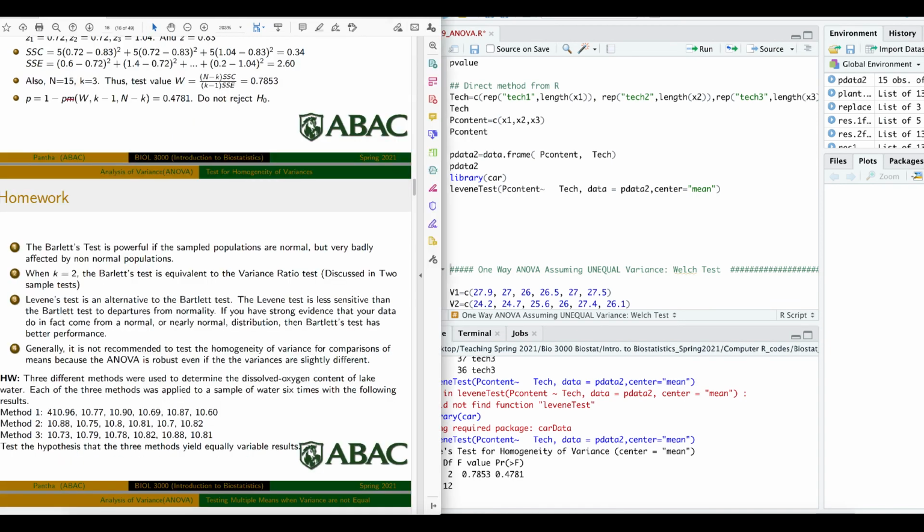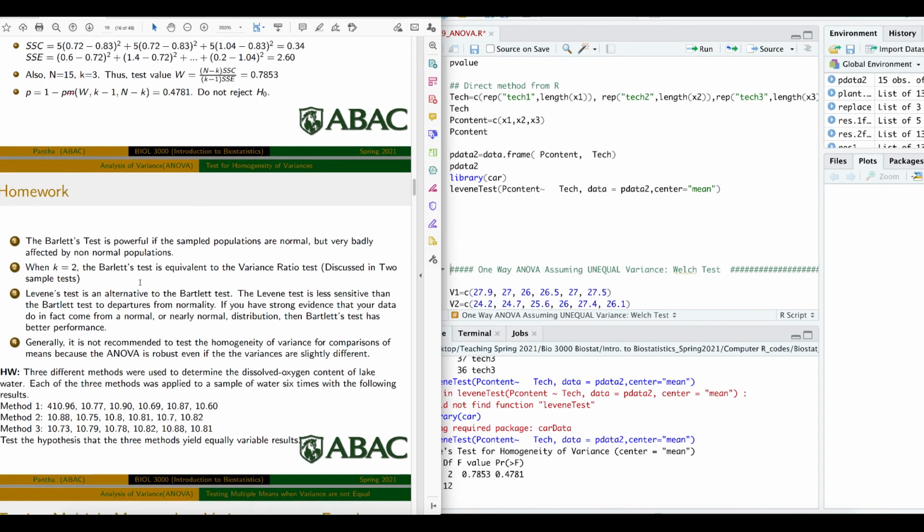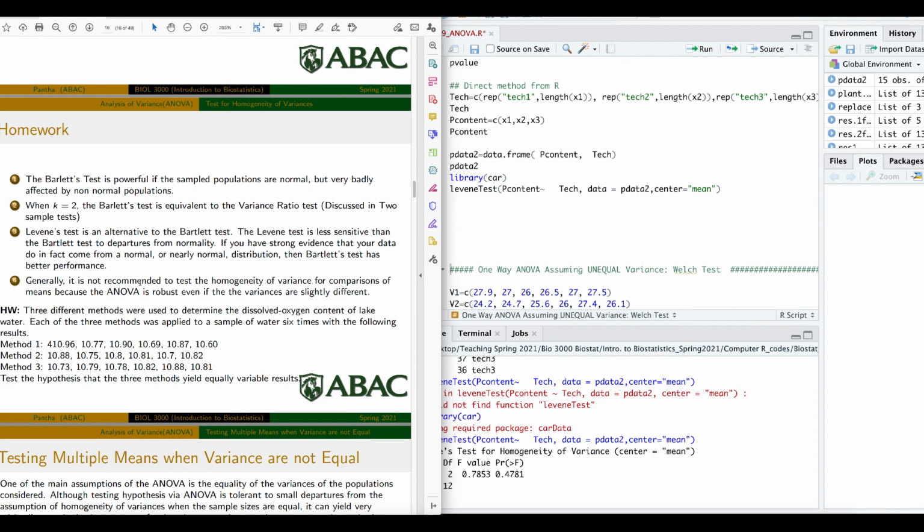Okay, guys. So the last slide for the homogeneity of variance is, let us talk about some notes on that. Note number 1 is the Bartlett test is powerful if the sample populations are normal, but very badly affected by non-normal populations. So the population must be normal. We know how to check the normality, right? If k equals 2, the Bartlett test is equivalent to the variance ratio test. We did that when discussing the 2-sample test.